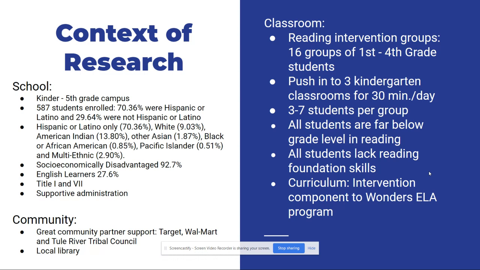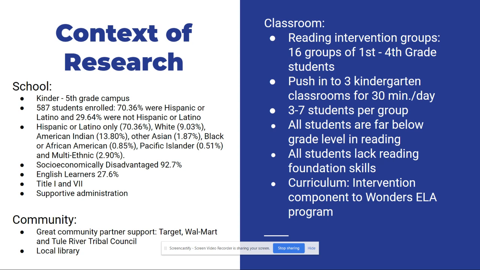The content of my research is I currently teach at a kindergarten through 5th grade campus. We have 587 students enrolled, 70.36% are Hispanic or Latino, where 29.64% are not Hispanic or Latino. Of the 29.64%, 9% are white, 13.8% American Indian, 1.87% Asian, 0.85% Black or African American, 0.5% Pacific Islander, and 2.9% multi-ethnic groups.